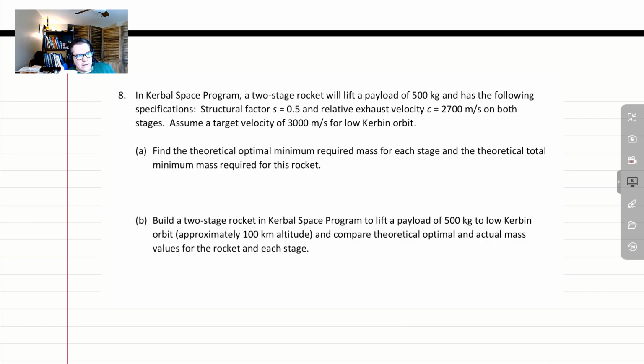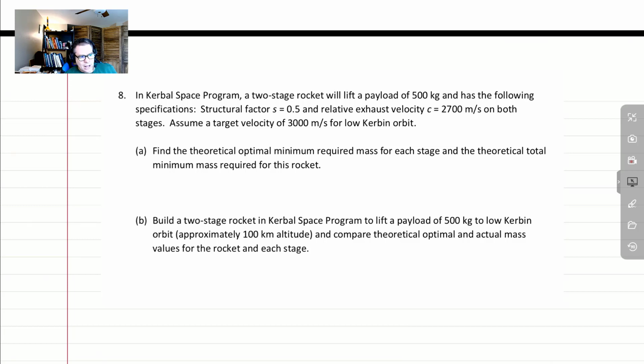And let's take a target velocity of 3,000 meters per second for low Kerbal orbit, which is a sort of delta V budget that includes gravity losses and drag losses during launch, because actual orbital speed is about 2,200 meters per second, 2,250 meters per second, but to include some additional delta V to get up to altitude, get through the atmosphere, 3,000 is a common budget number that will be sufficient. I mean, less than that wouldn't really be sufficient.